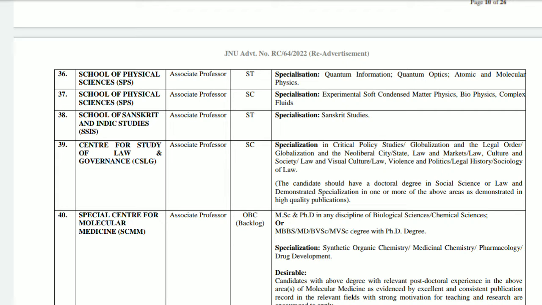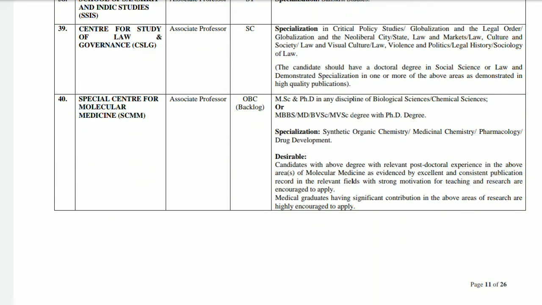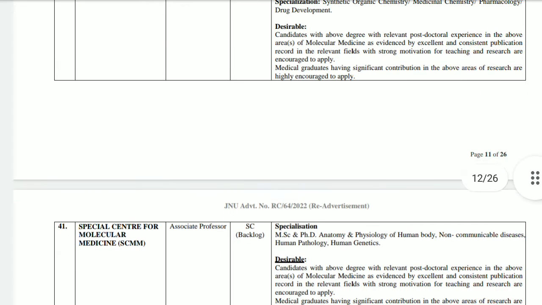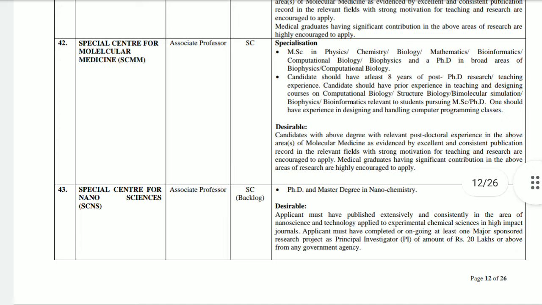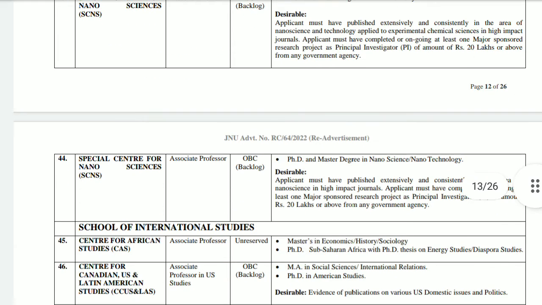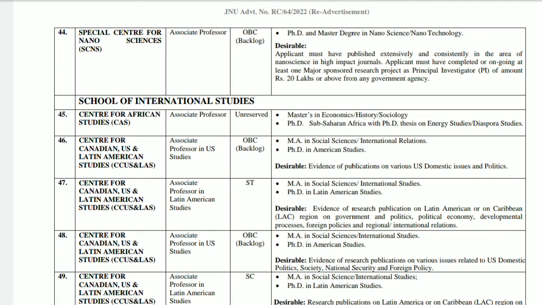Next job position, Associate Professor in Center for the Study of Law and Governance. Next, Associate Professor of Special Center for Molecular Medicine. Next, Associate Professor in Special Center for Nanoscience. Next, Associate Professor of Center for African Studies.